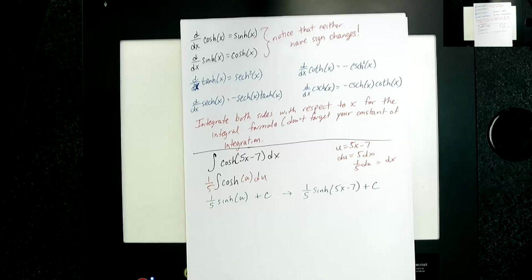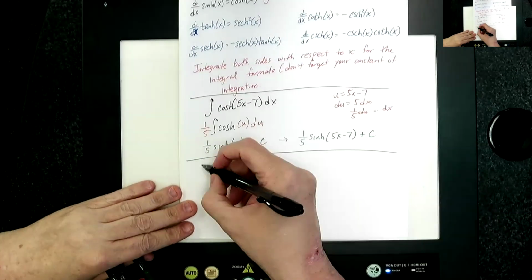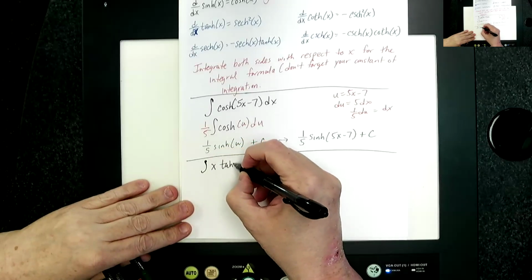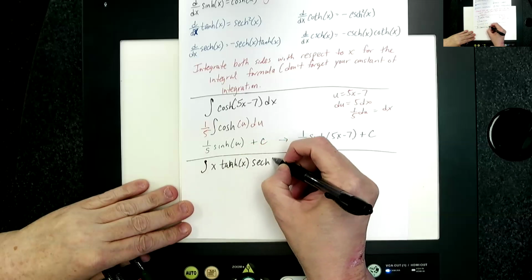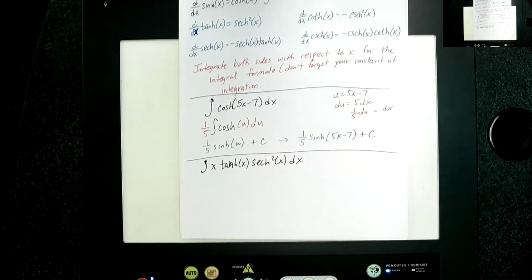Integral of x tanh x sec squared x dx. What is this madness?